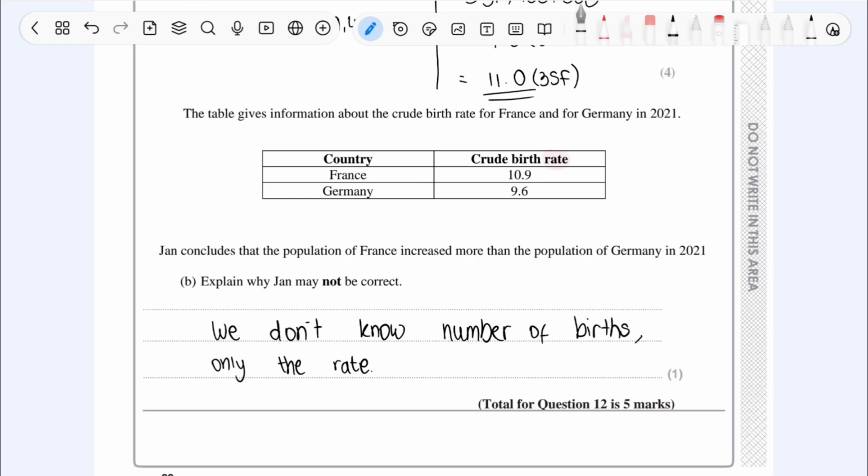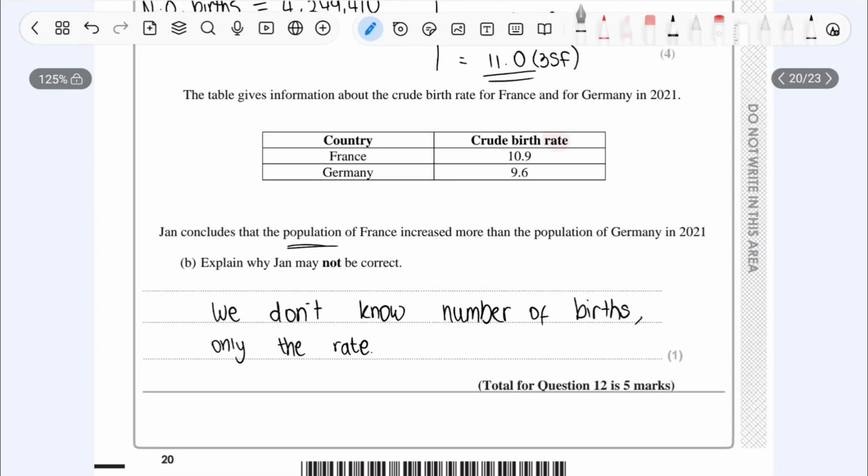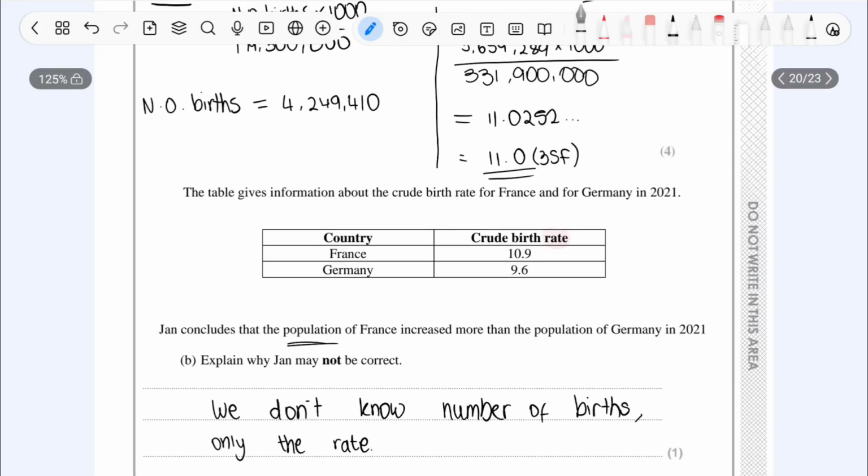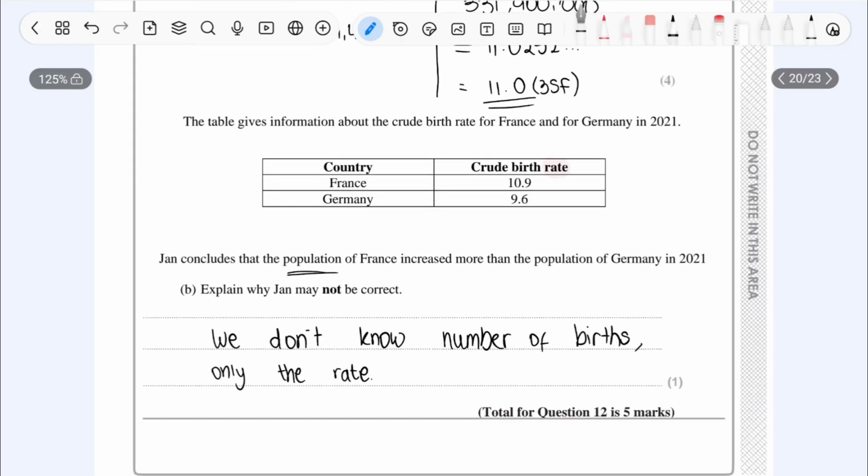Another reason you could put is the death rate. Now, it's just saying that the population of France increased, not the number of births increased. If it were the number of births, then you'd be limited to the previous reason. You don't know the actual number of births, you only know the rate. However, since it's saying the population in general, people die or are born, and hence we don't know the death rate, so more people could be dying in France compared to Germany. Then we can conclude that the population might not increase in France as much as Germany. So you could also put the death rate.